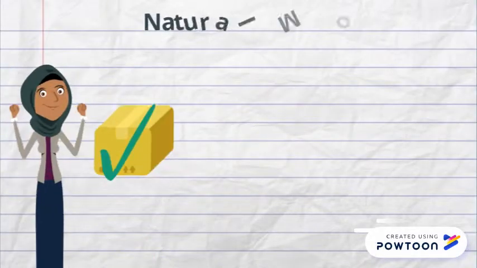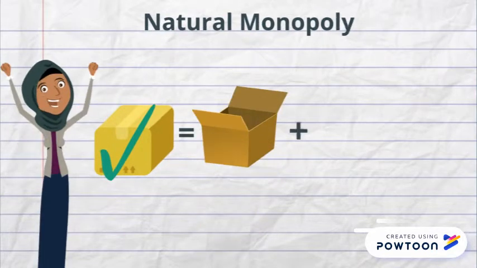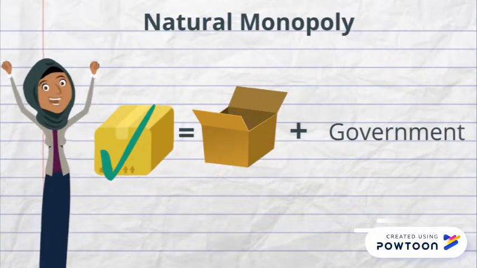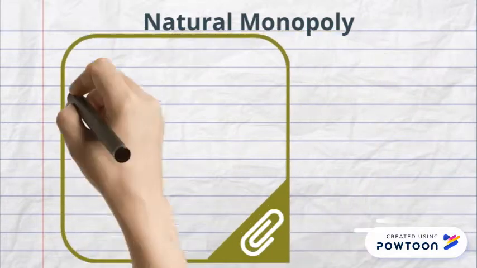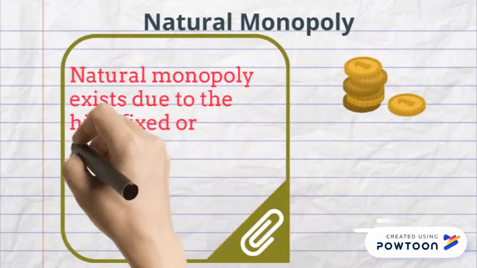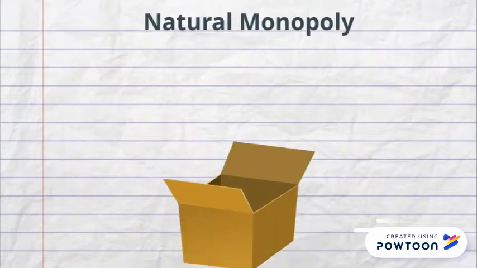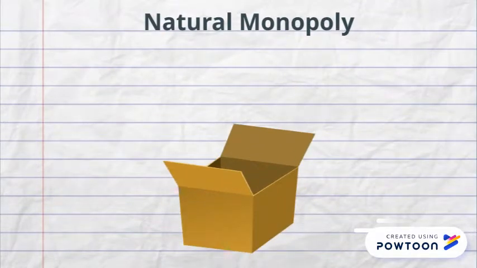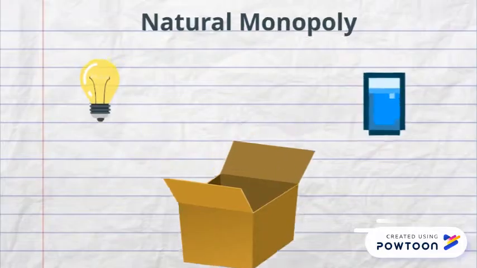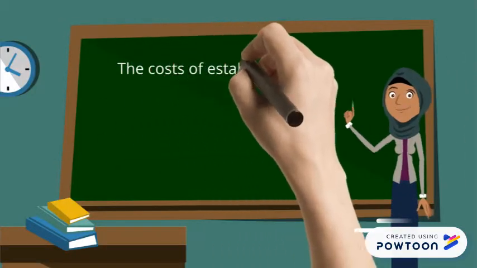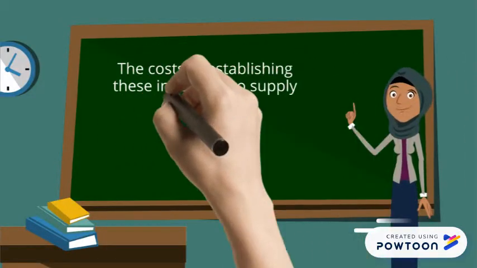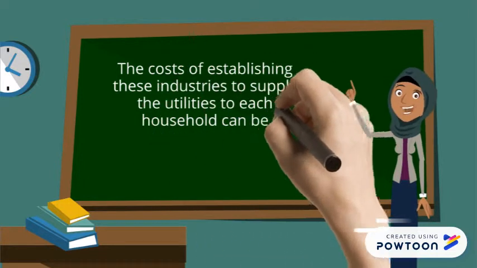Natural monopoly is permissible in Islam but with the intervention of government. Natural monopoly exists due to the high fixed or startup costs of conducting a business in a specific industry. For example, the utility industry such as electricity and water supply. The cost of establishing these industries to supply the utilities to each household can be substantial.